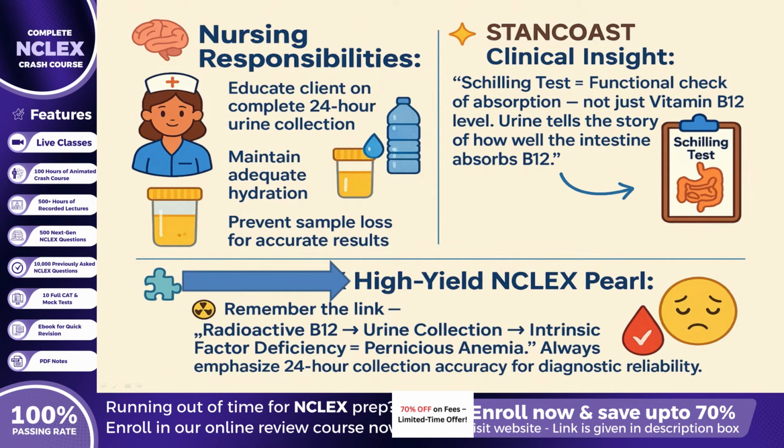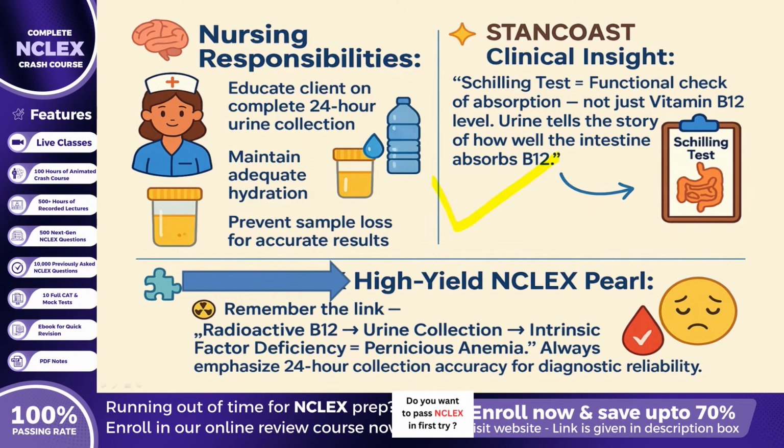Now moving into the Stand-Coast clinical insight, the Schilling test transforms a biochemical concept into a functional diagnostic approach by measuring how efficiently vitamin B12 is absorbed and excreted. In clients with pernicious anemia, low urinary excretion following radioactive vitamin B12 administration confirms the inability to absorb the vitamin due to intrinsic factor deficiency.